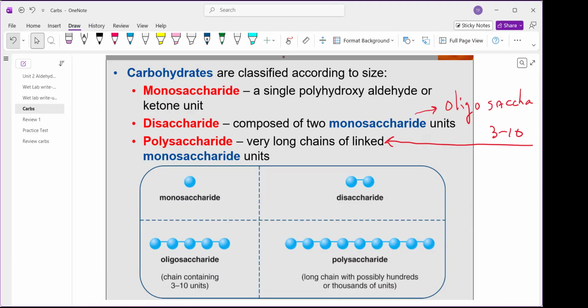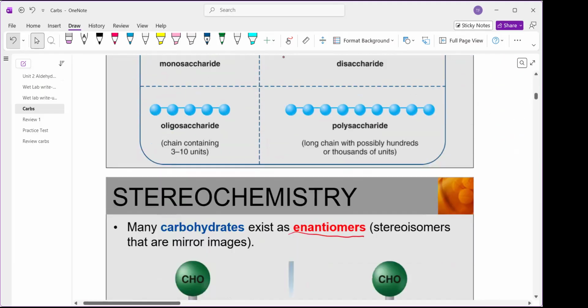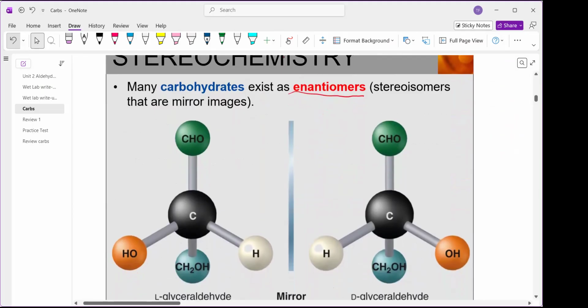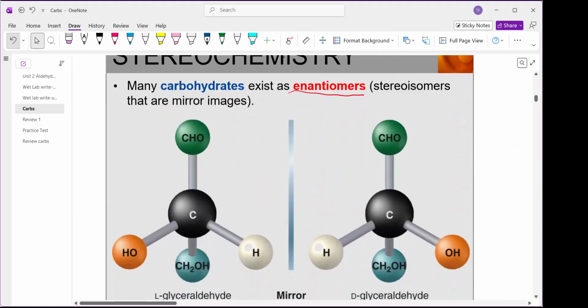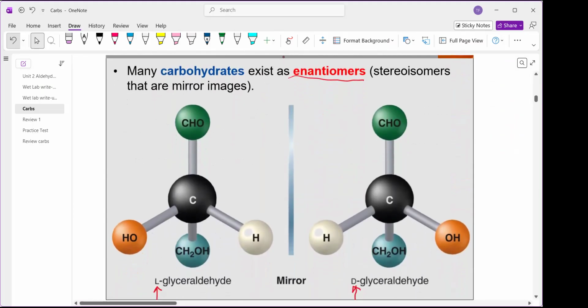Okay, so anyway, there are four groups. I'm going to start with the simplest one, which are the monosaccharides, like glucose, fructose. Those are some of the simpler ones. Now, there's something that's unique about amino acids and carbs.